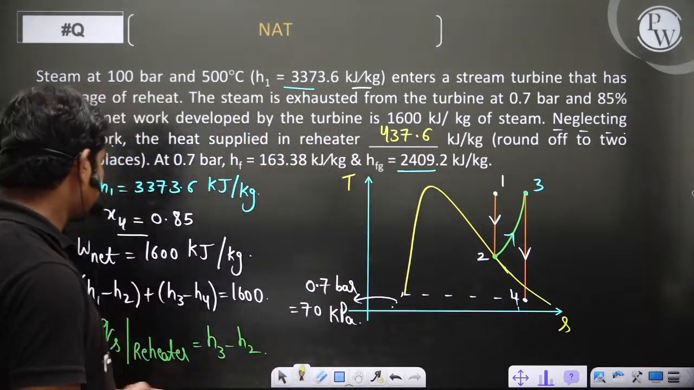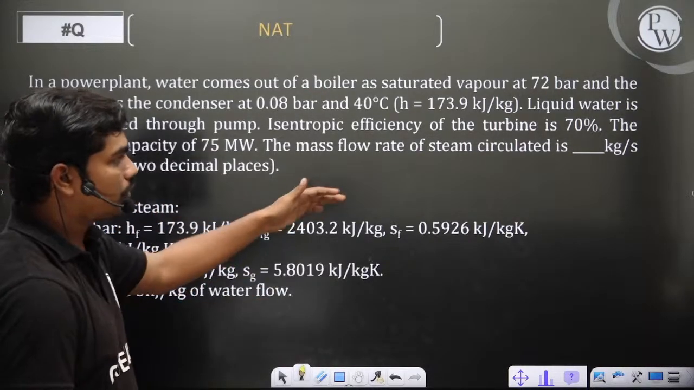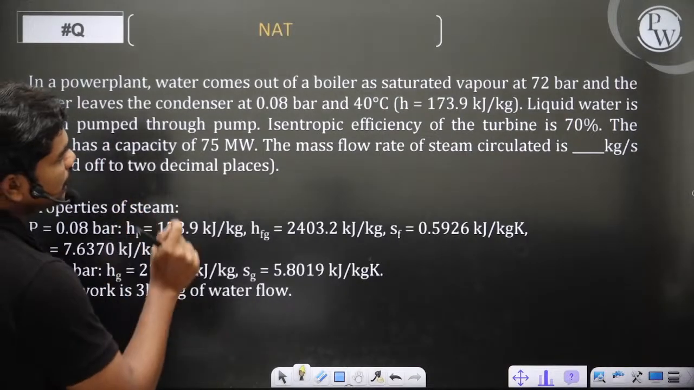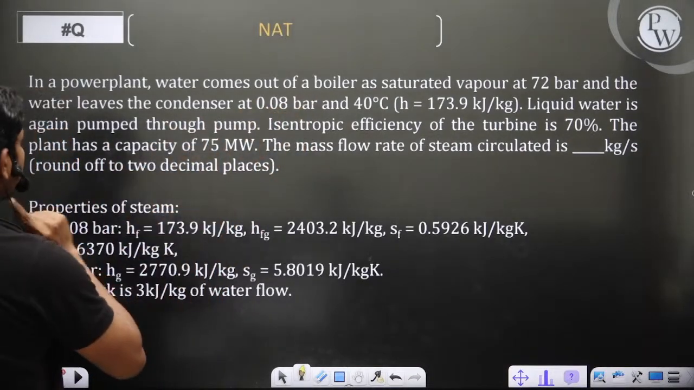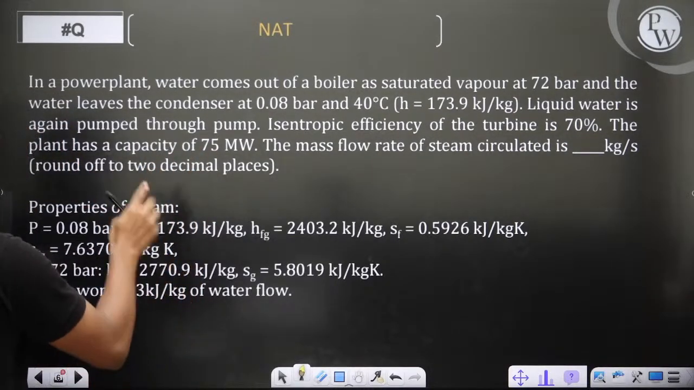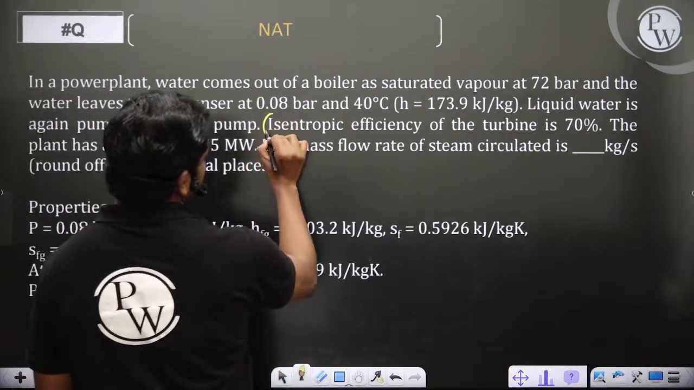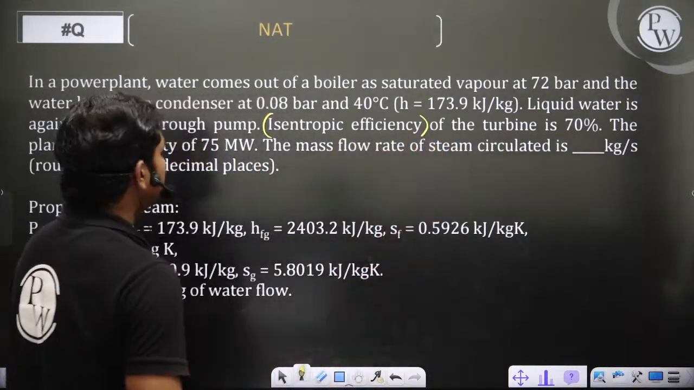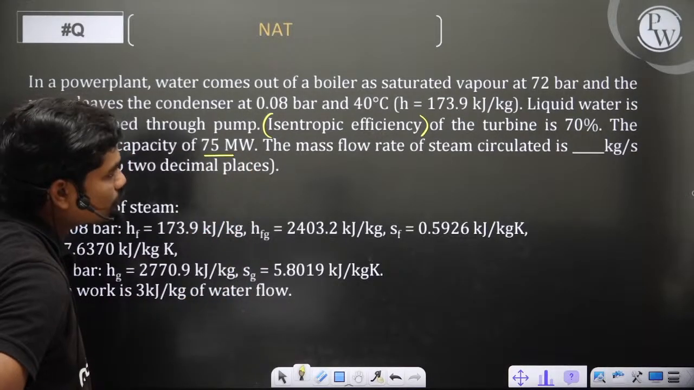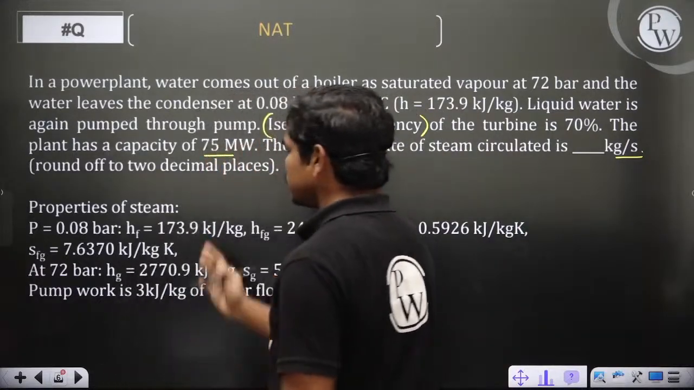Clear? So this is one question. Again, this question also can be solved with the help of what I have taught you. Let's see this question. In a power plant, water comes out of a boiler as saturated vapor at these conditions, and the water leaves the condenser at 0.08 bar and 40 degrees Celsius. Liquid water is again pumped through the pump. Isentropic efficiency of the turbine is 70%. The plant has the capacity of producing 75 megawatts. The mass flow rate of the steam circulated in the circuit is dash kg per second. Round off to 2 decimals, and properties are given.